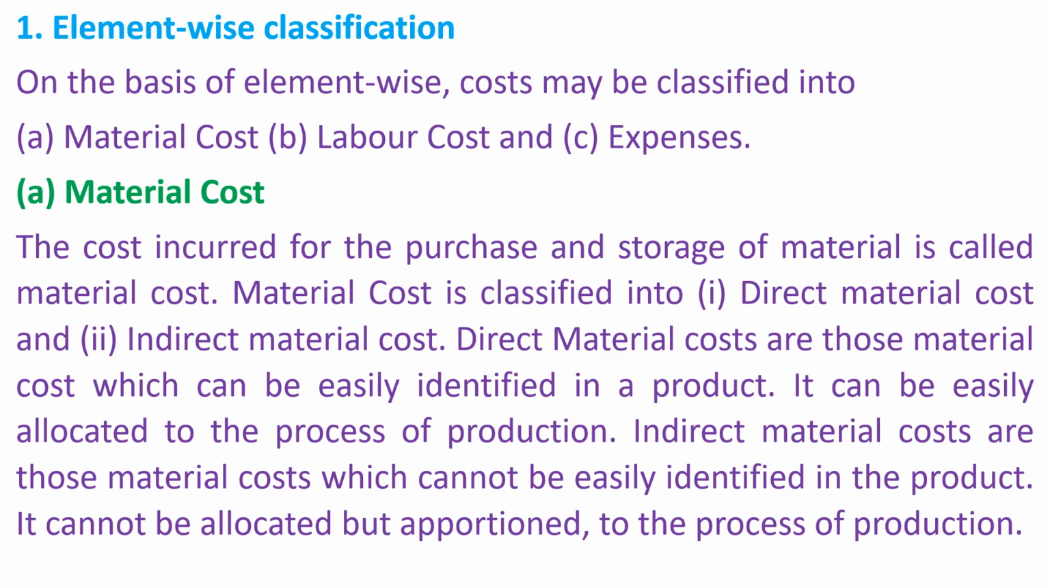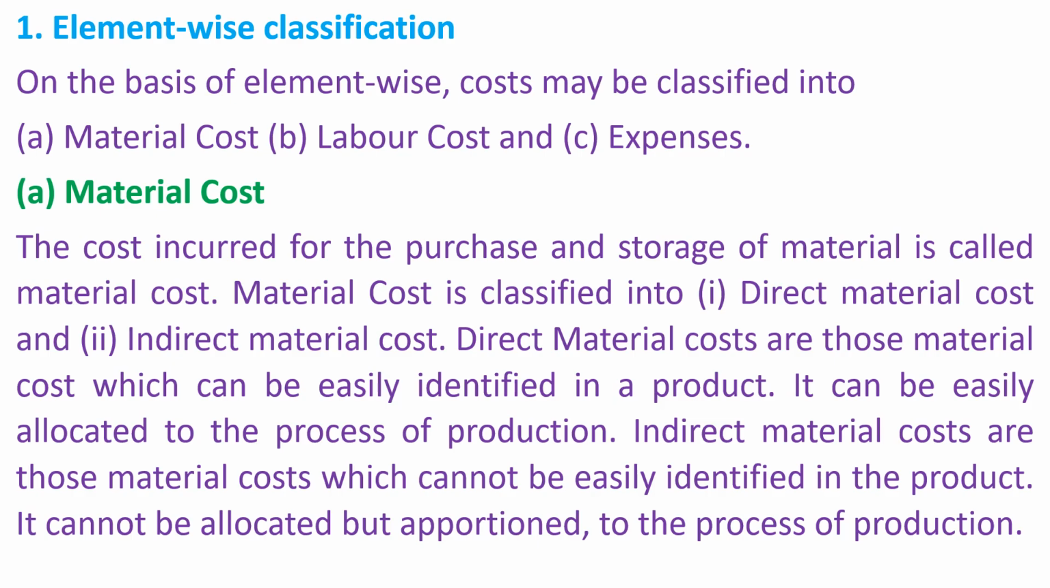1. Element-wise classification. On the basis of element-wise, costs may be classified into a. Material cost, b. Labor cost, and c. Expenses. A. Material cost. The cost incurred for the purchase and storage of material is called material cost. Material cost is classified into i. Direct material cost and ii. Indirect material cost. Direct material costs are those material costs which can be easily identified in a product.